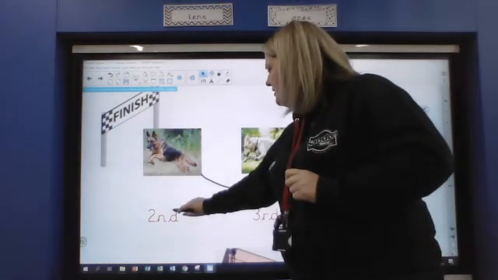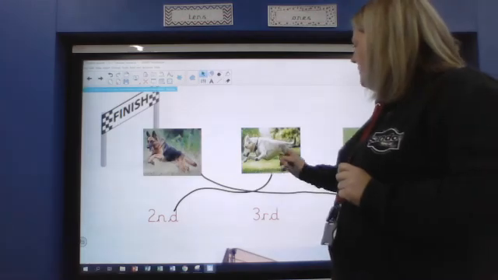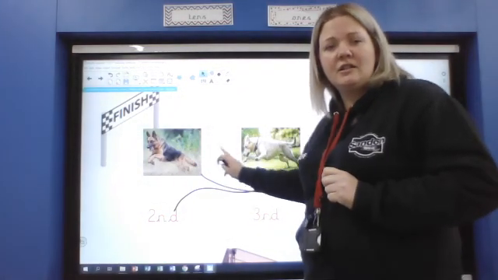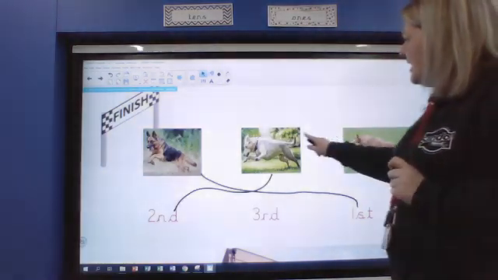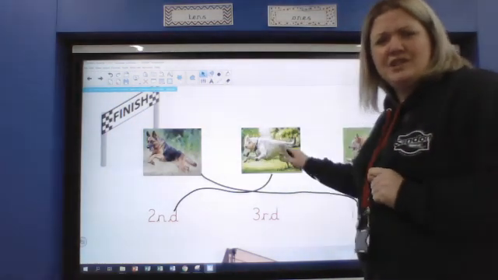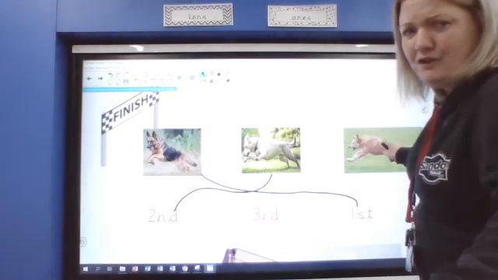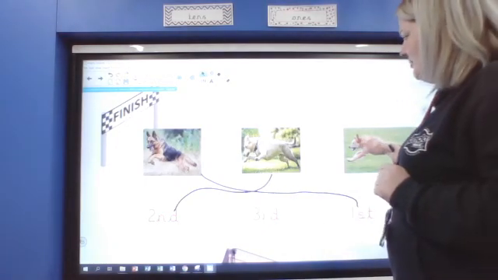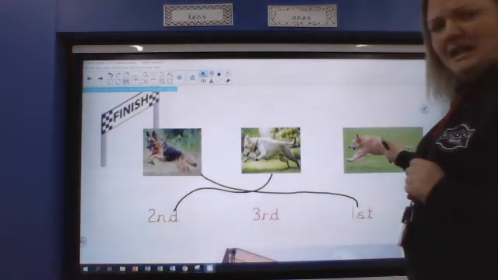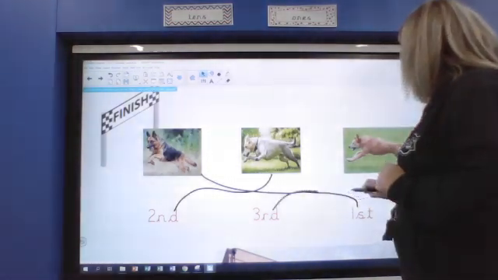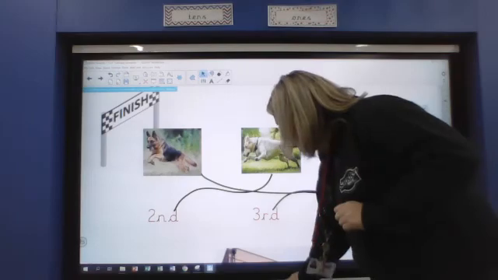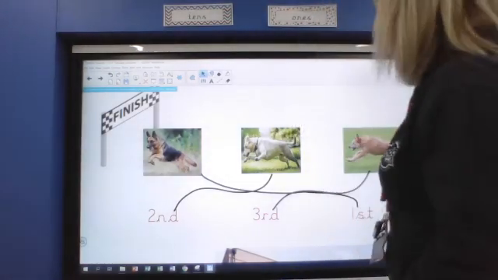That's right. Second place would be this dog because he's just behind the first dog. Whereas this doggy has got another two doggies in front of him. So that wouldn't make him first or second. Okay. So what would that make him? That's right, it'd make him third. He is third in the race.